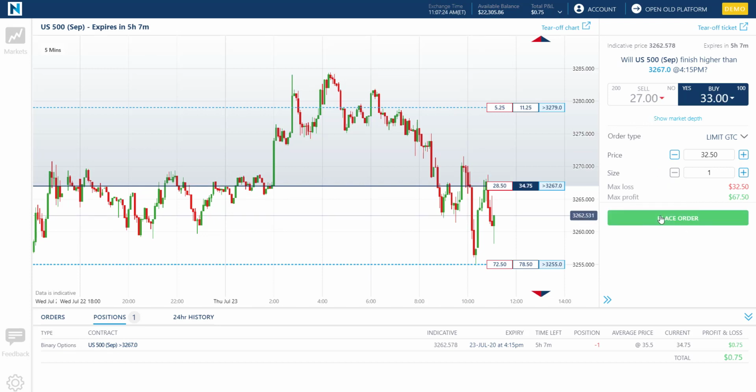And there you have it. You can now leverage Nadex binary options to trade the short side of the S&P 500.